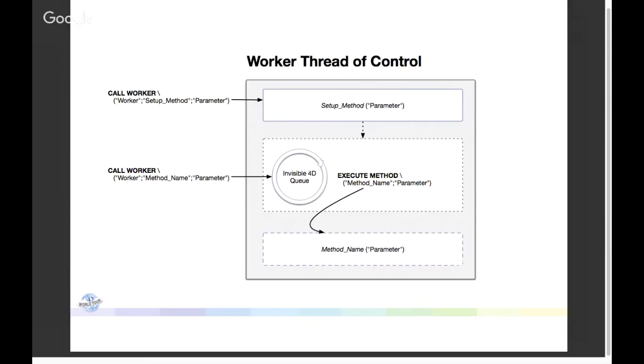So I've got a worker running. Typically you would start it with a method and you could pass in parameters. And then there's this invisible 4D queue that's just sort of waiting. Then you call the worker first to set it up. Then you call the worker with a parameter. The queue's got an item. If there's no other code running, it executes it. So it's at the end of a thread of control.